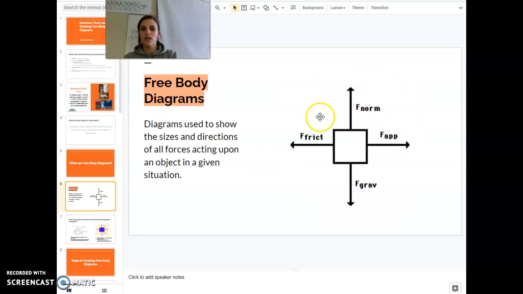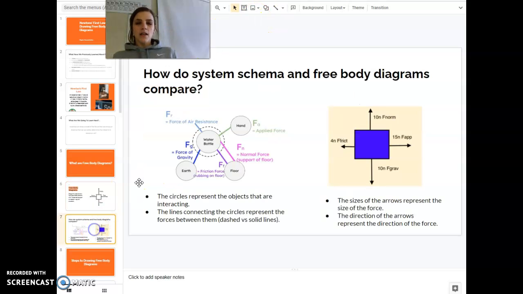This is an example of one. It's really simple. There's just boxes and arrows with labels to help us show the sizes and directions of all the forces acting on an object in any given situation. Now, again, you might be asking yourself, what's the difference between system schema and free body diagrams again? The system schema are used to just brainstorm. What are all the objects that are in the scenario? How are they interacting with each other? What are the forces that are resulting?